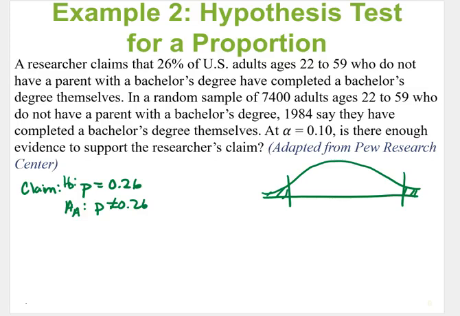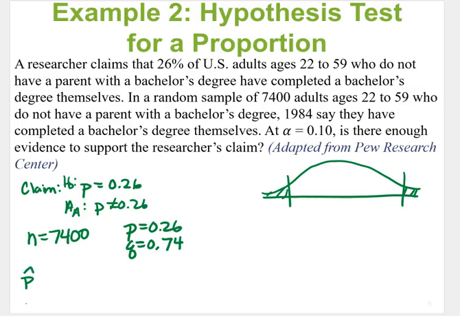All right, let's read some more. In a random sample of 7,400 people, so there's my n. Oh, and I should stop and do my p and my q here. So my p is 0.26, which means my q is 0.74, right? Those have to add up to 1. All right, my n is 7,400. It says 1,984 say that they have completed the bachelor's degree themselves.